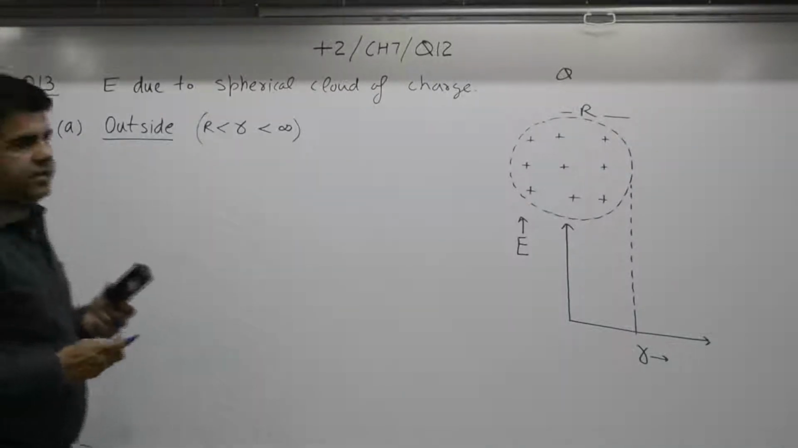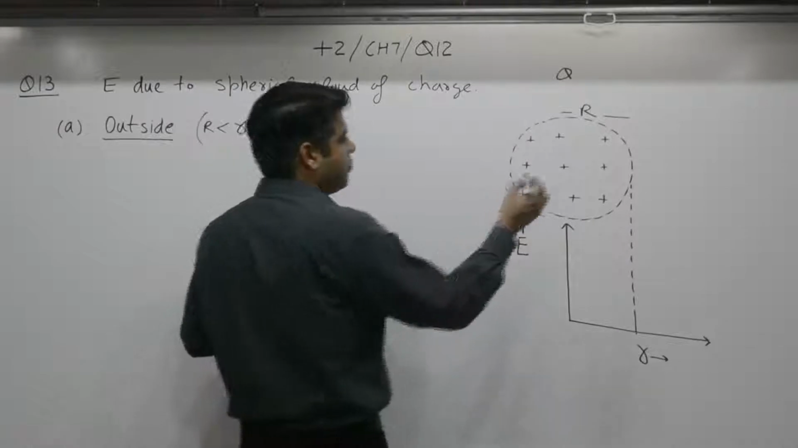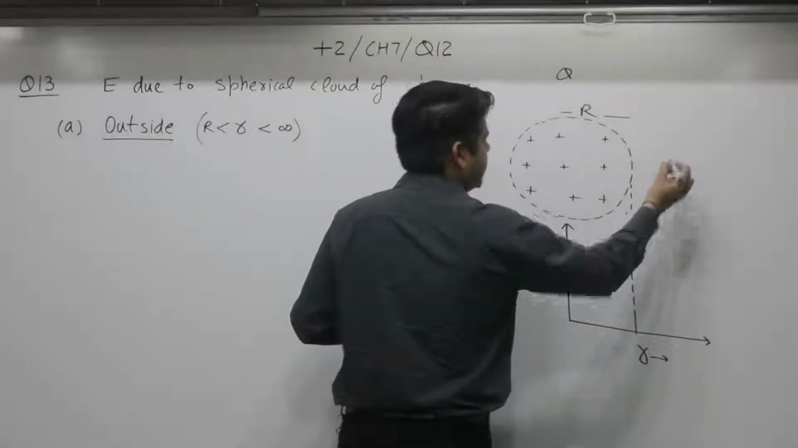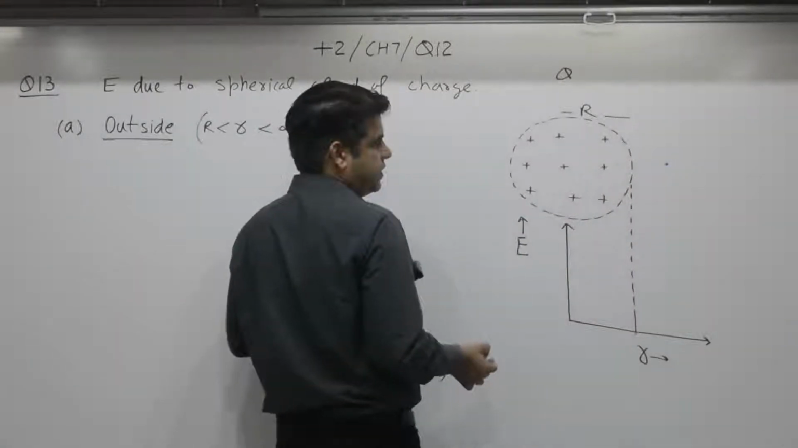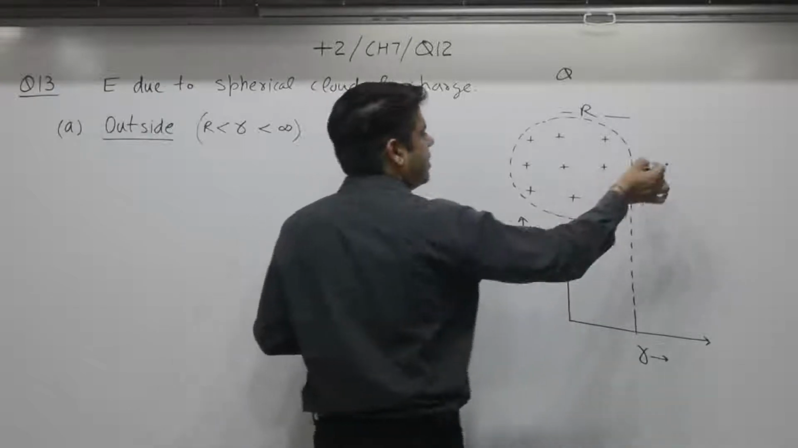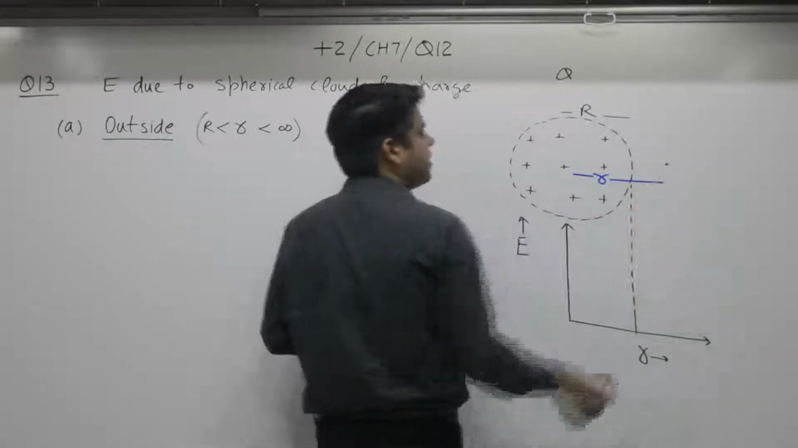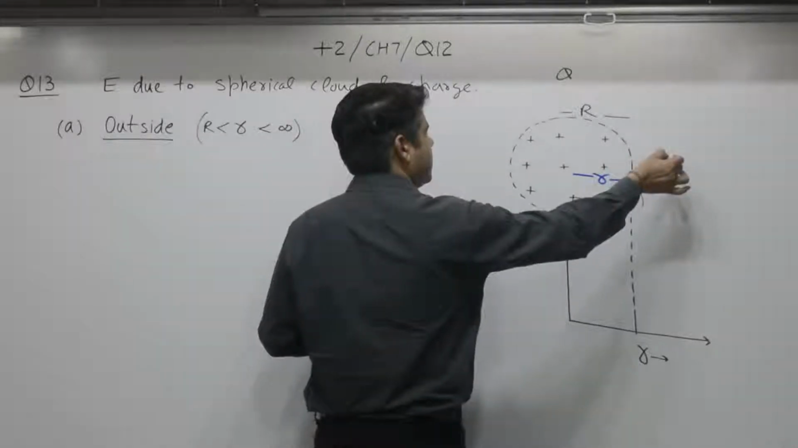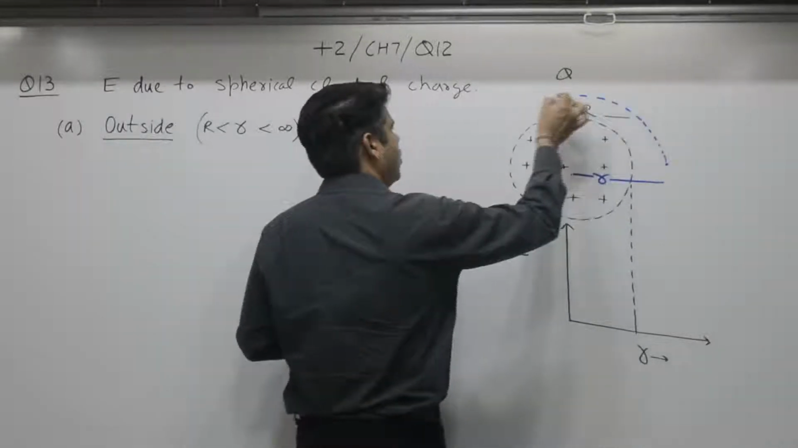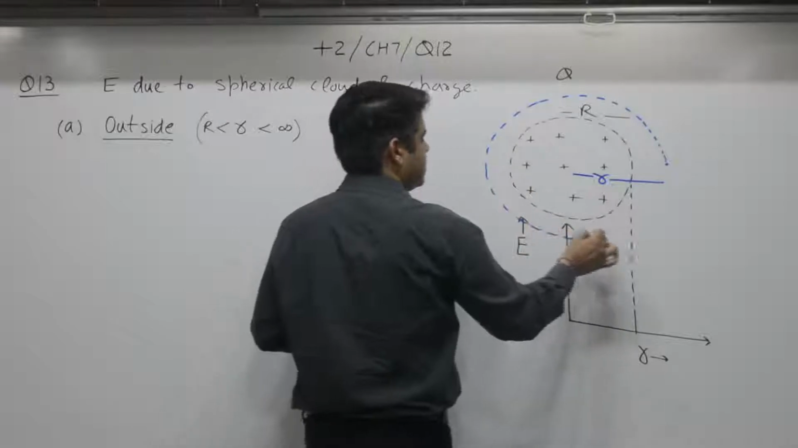Step 1, what do we have to find? At a point, let this be the point where you want to find out the electric field by using Gauss's law. Next step, this is at what distance? R. Next step is what? Draw a Gaussian surface.